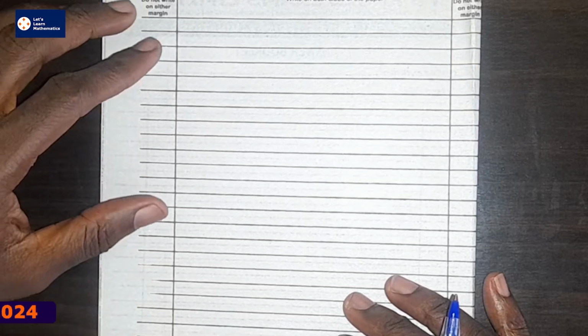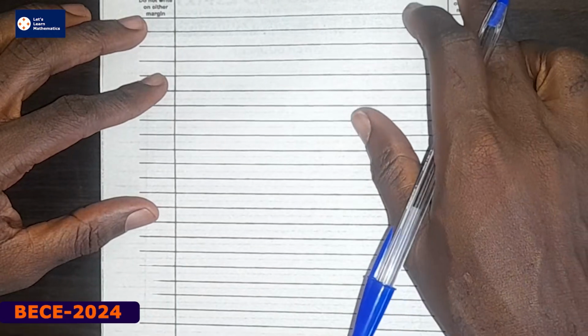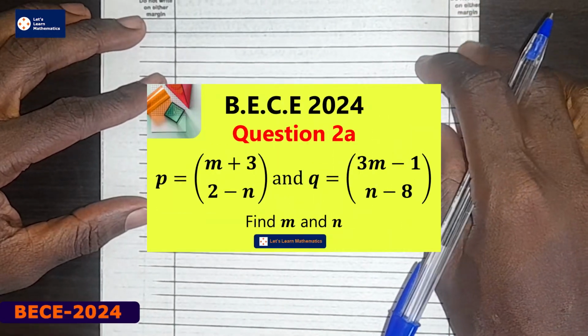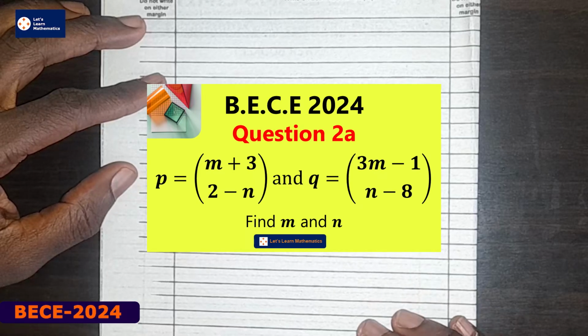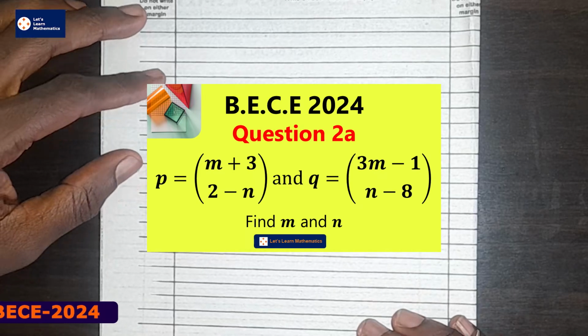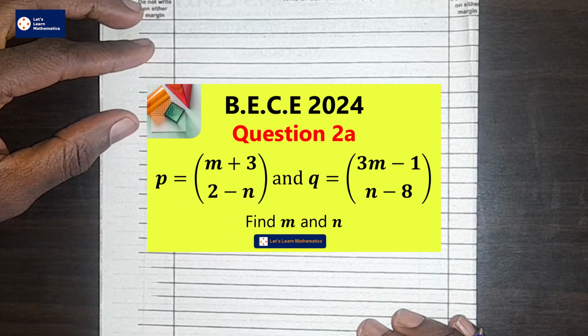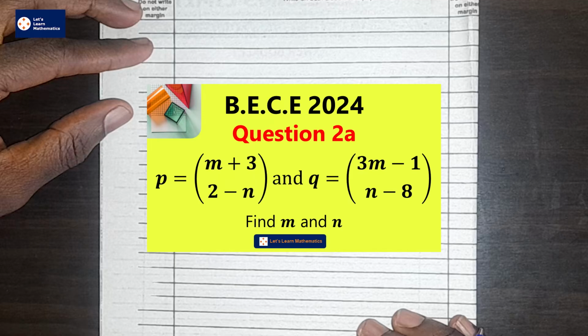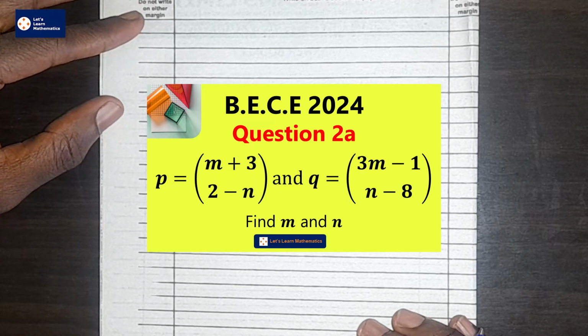This is BECE question 2a. The question says, given the vectors p equals (m plus 3, 2 minus n), q equals (3m minus 1, n minus 8), and p equals q, find the values of m and n.